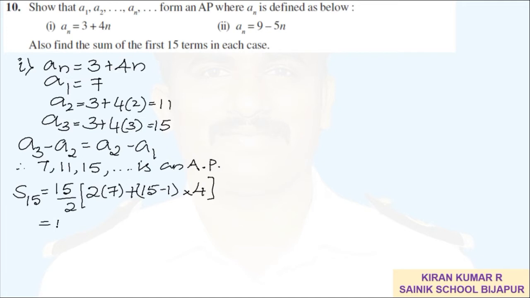Let us further simplify. This will be 15 by 2 multiplied to 14 plus 14 times 4, which is 56.